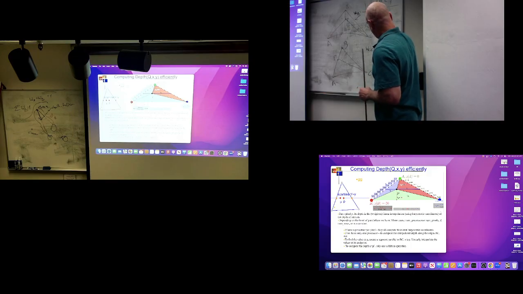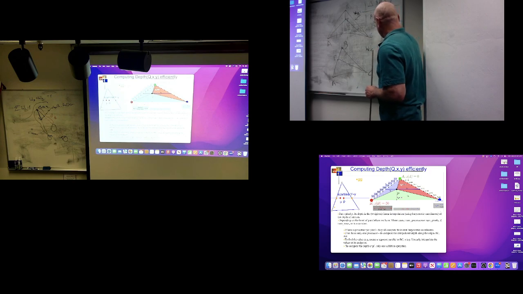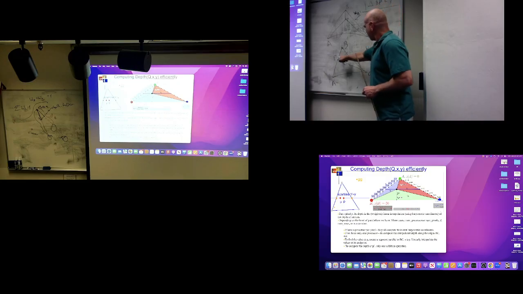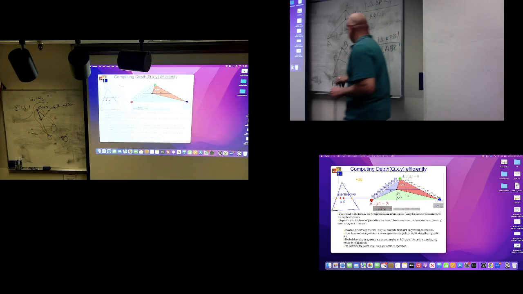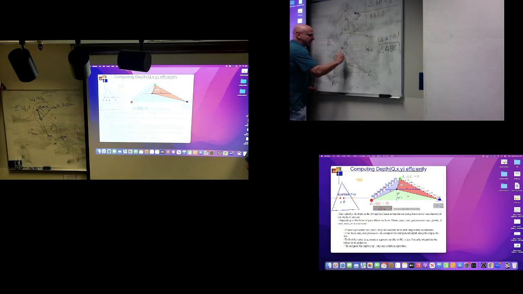So it's the area of, just as before, the triangle APB divided by the area of ABC, but the area of this guy is 0, so C has zero contribution. And what happens with these two triangles? That would be T of A, the triangle of A, and that would be T of B.